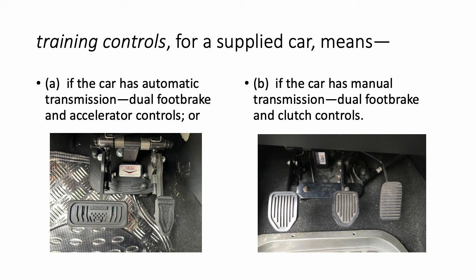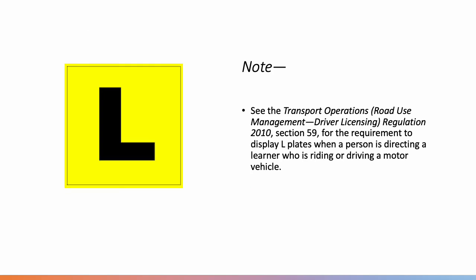Training controls for a supplied car means (A) if the car has automatic transmission, dual foot brake and accelerator controls, or (B) if the car has manual transmission, dual foot brake and clutch controls. Note: see the Transport Operations Road Use Management Driver Licensing Regulation 2010, Section 59 for the requirement to display L plates when a person is directing a learner who is riding or driving a motor vehicle.